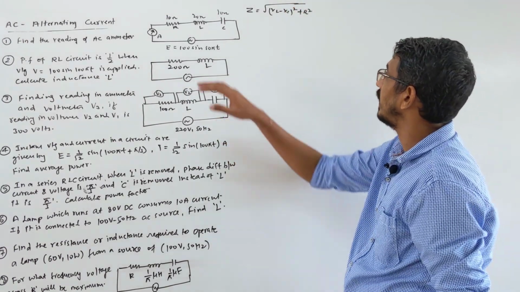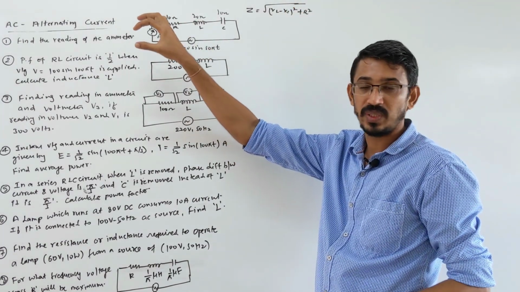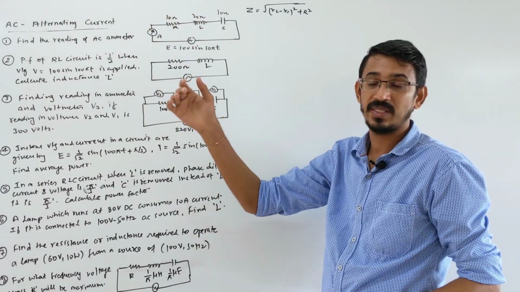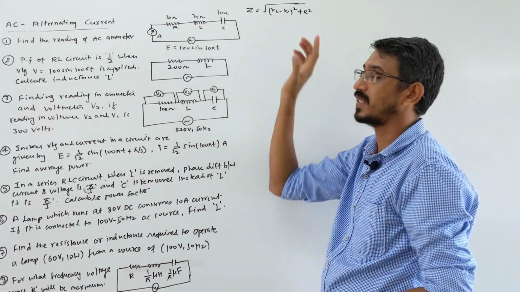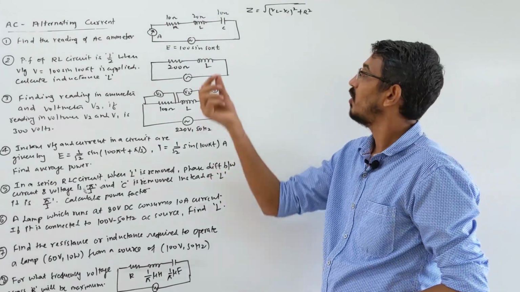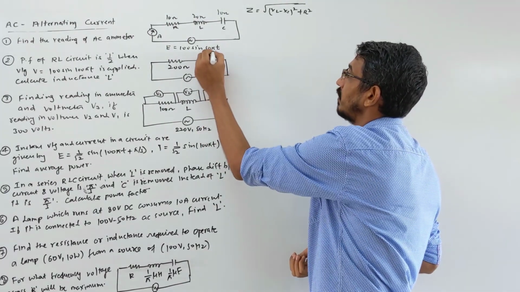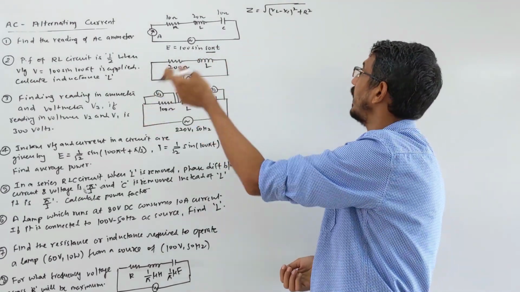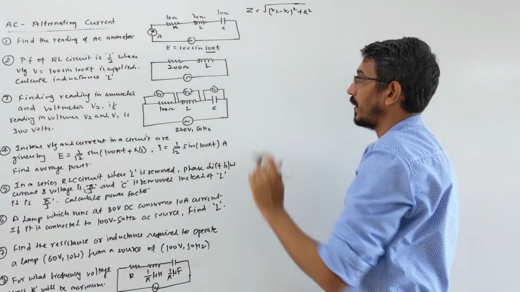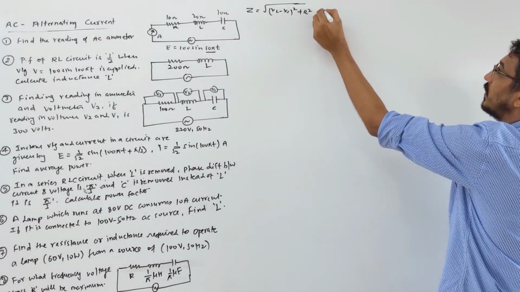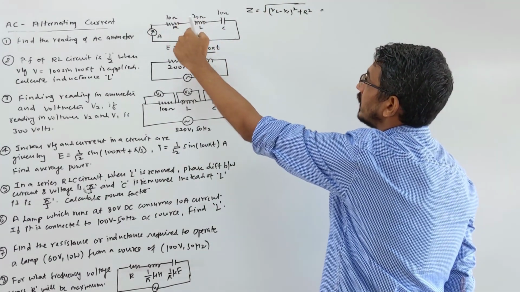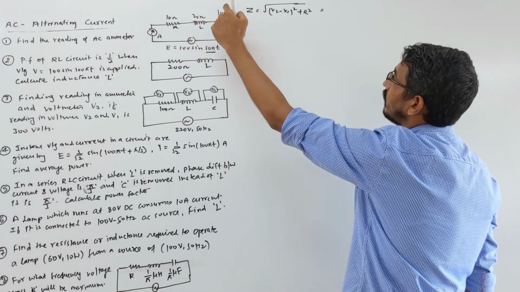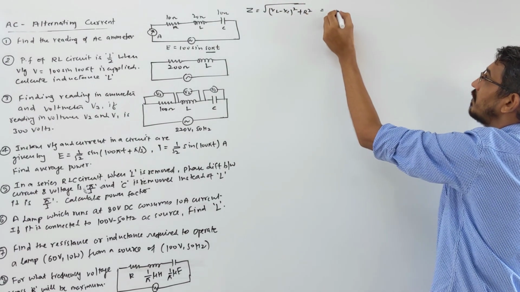Here the impedance and reactances are directly given to you. Sometimes they give inductance L and capacitance C, then you have to find XL. XL is omega into L, where omega is from the equation. So you write omega into L and find your XL. Here it is directly given. So what is the answer? XL is 20, and XC is given as 10. So 20 minus 10 becomes 10 squared.